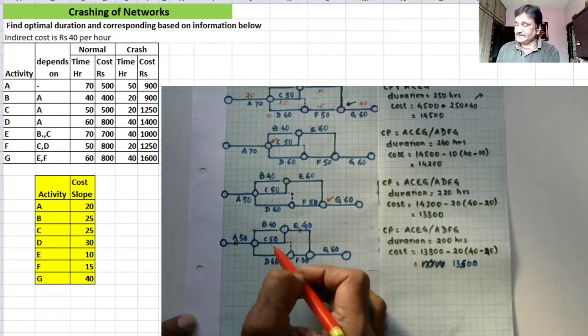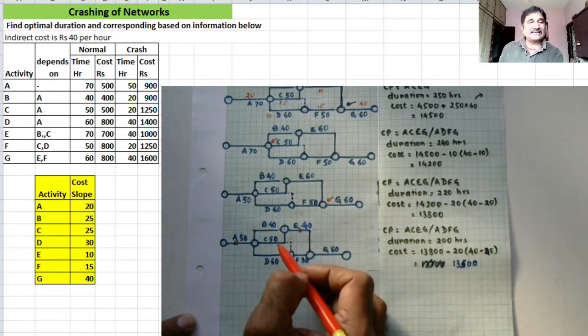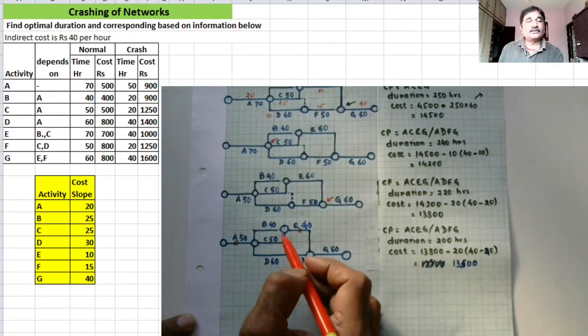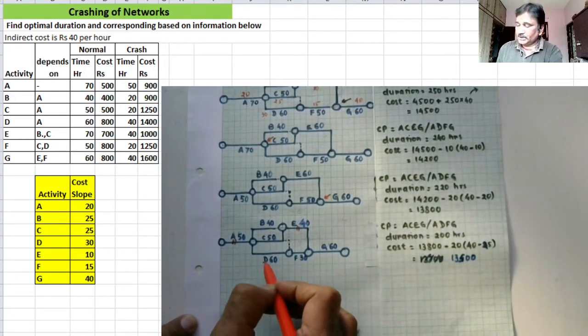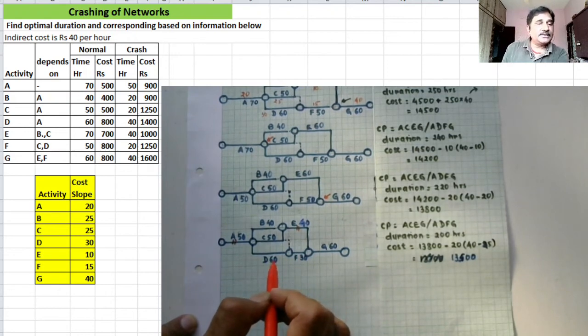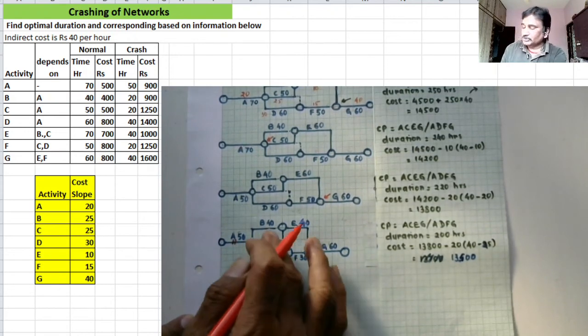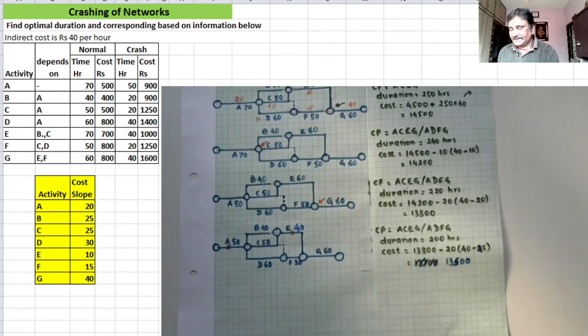Resistance, if I press here, big activity C. Activity C resistance is 25 per hour. Okay. D, activity D, it is 30 per hour. So their total is exceeding the indirect cost, which is 40. So there won't be saving if I crash this, because crashing cost is more than indirect cost. So I won't think of crashing activity C.